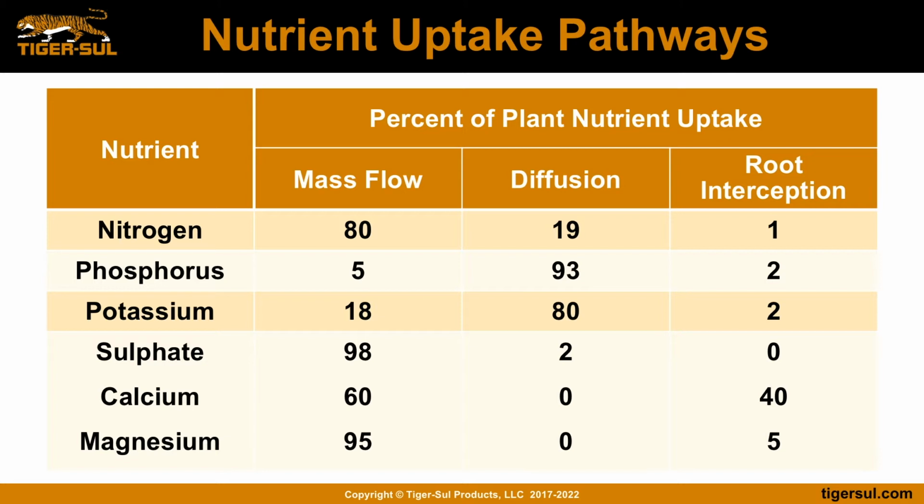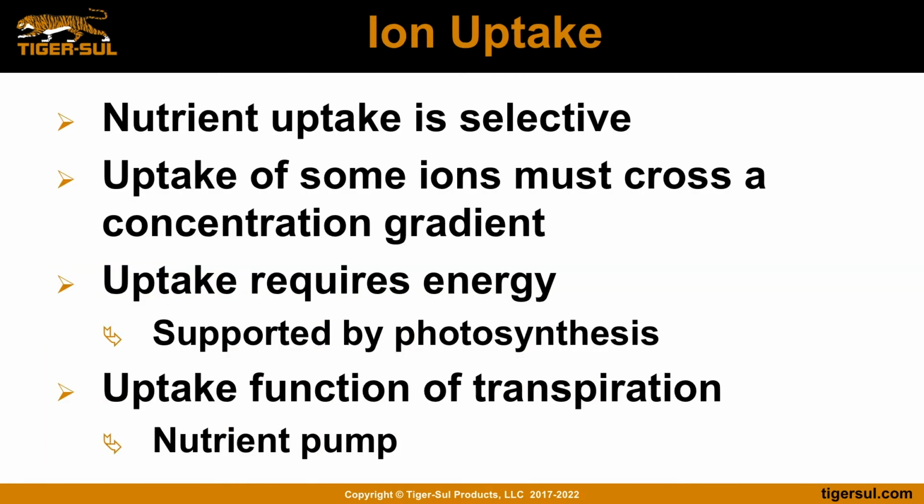And then you have calcium and magnesium, both predominantly mass flow as well. The interesting part about calcium is 40% can be through root interception, whereas for the other nutrients, root interception is very minor in its uptake methods. And ion uptake. Here ions can be considered cations, which are positive, or anions, which are negative. When we say ions, we're talking about either of the two. Nutrient uptake is selective. Here again, plants do not take up all nutrients at the same time.